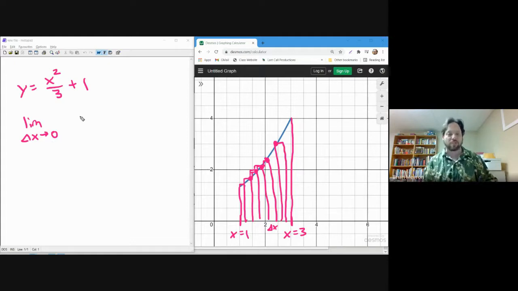As those approach 0, what we're going to see is it doesn't really matter whether we use the left or the right or even the middle. We can still use this function right here, f of x sub i times delta x. Add up all those rectangles, and they're going to be so tiny on the horizontal that you're not even going to notice that these are rectangles.